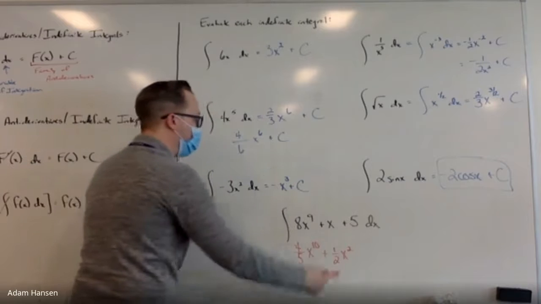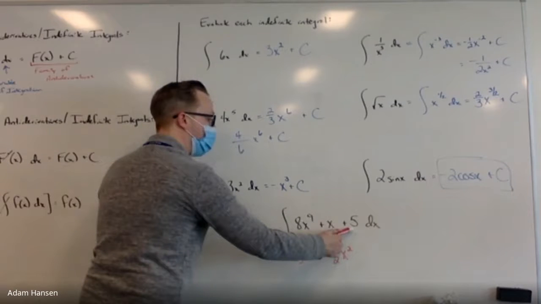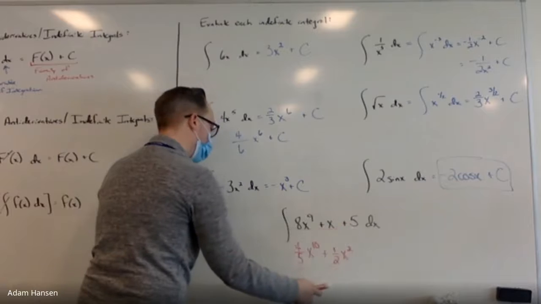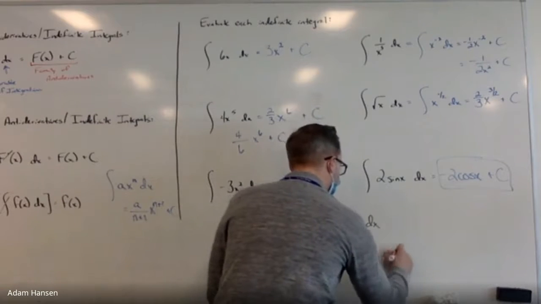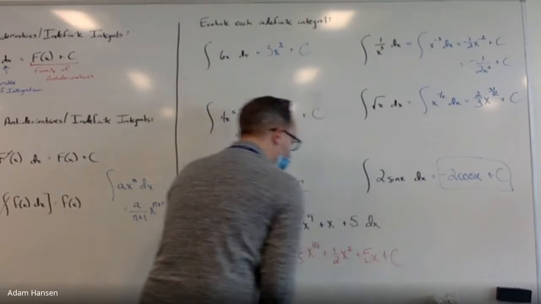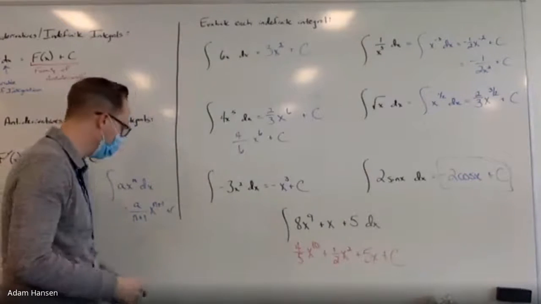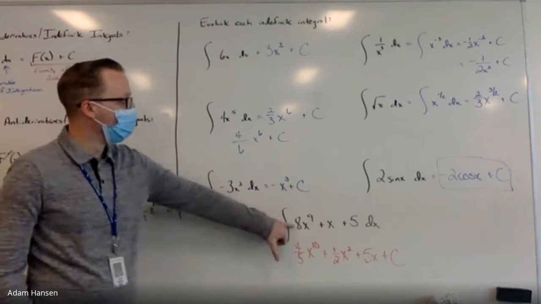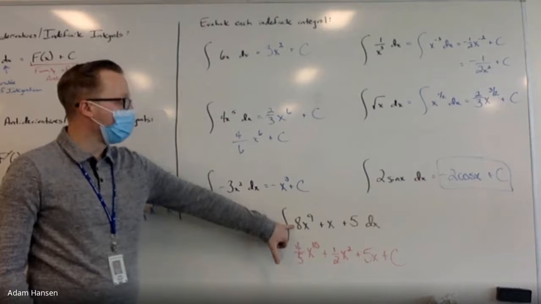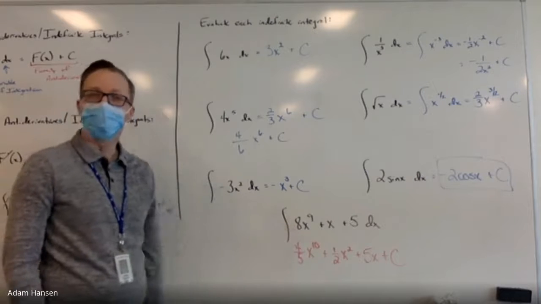Next one, what is the antiderivative of 5? What function has a derivative of 5, in other words? 5x. Don't forget what on the end? Plus c, because there's an infinite set of antiderivatives for any given function. C could be any constant. It would still produce the original function by taking the derivative.